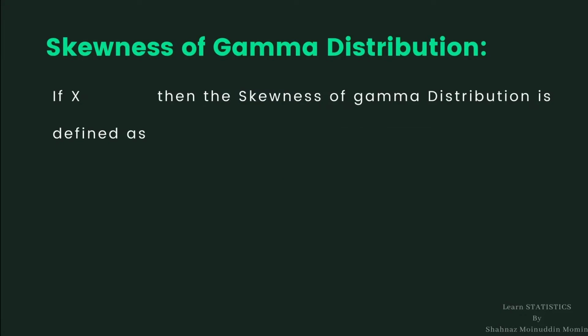Definition of skewness of gamma distribution. If x follow gamma distribution with parameter theta and n, then the skewness of gamma distribution is defined as beta 1 is equal to mu 3 square divided by mu 2 cube, and gamma 1 equal to root of beta 1. These are the coefficients of skewness.